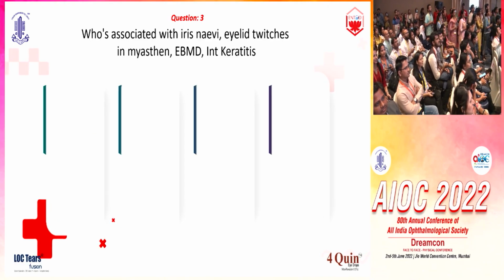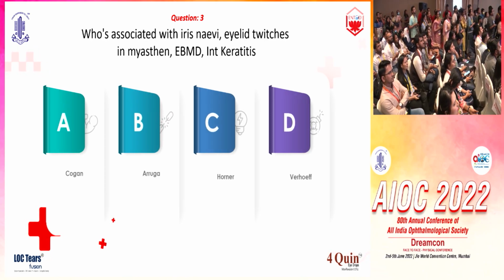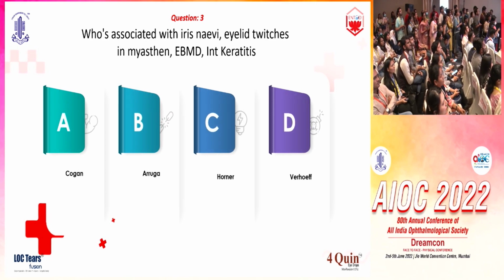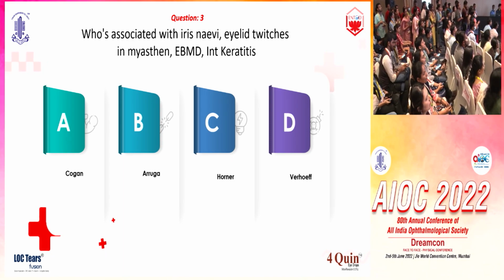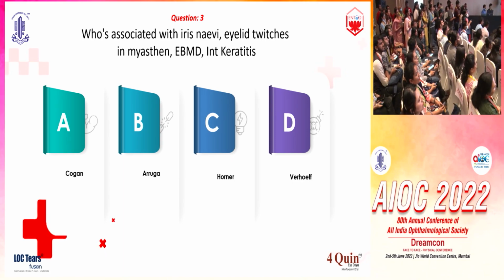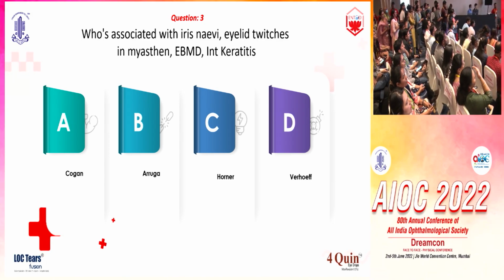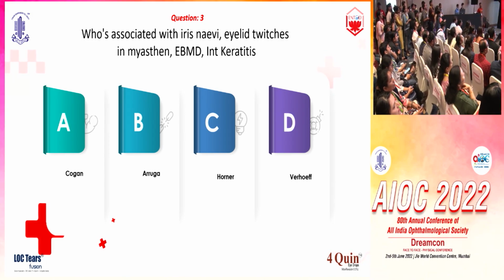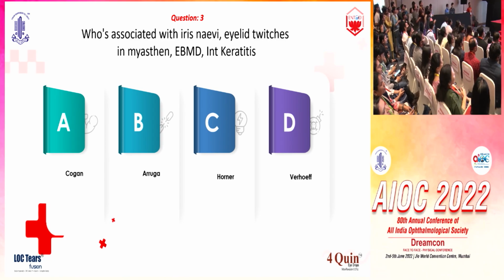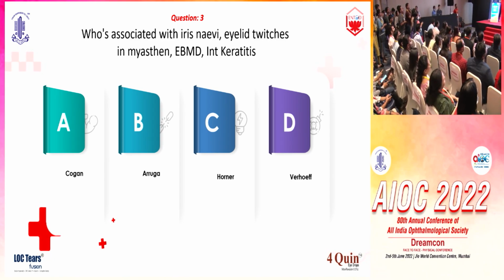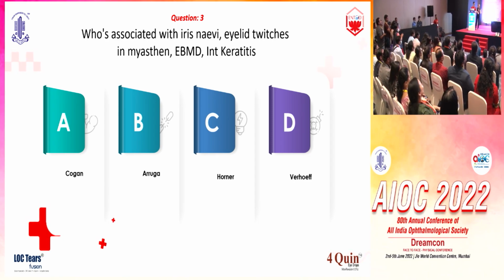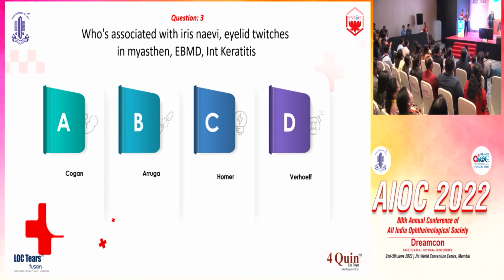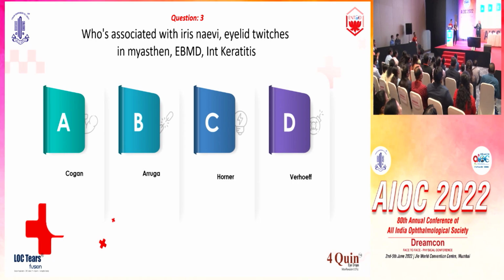Whose name is associated with iris nevi, eyelid twitches in myasthenia, epithelial basement membrane dystrophy, interstitial keratitis. This gentleman gives his name to a lot of other things as well. I just picked up 4 at random. Is it Cogan, Arlt, Horner or Vogt-Koyanagi? So this gentleman has given his name to a lot, and the time starts now.